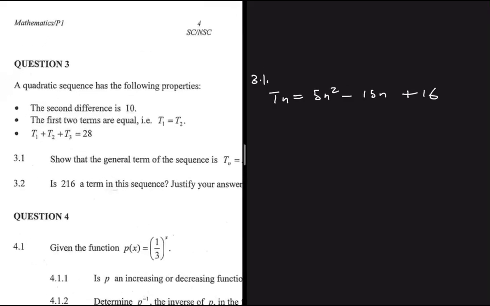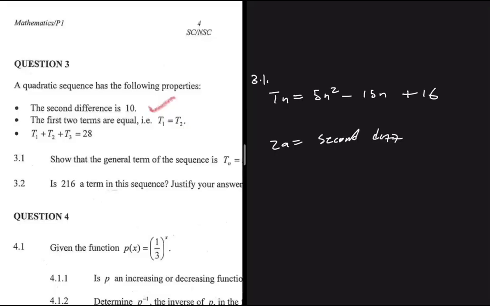We're given the second difference. It is said to be equal to 10, so that is a good start. Why am I saying that? We know fully well that 2a is equal to the second difference. 2a is equal to the second difference. Why is that important to us?